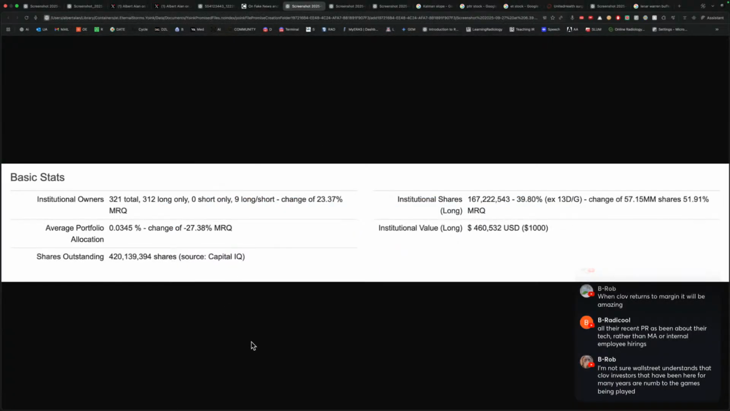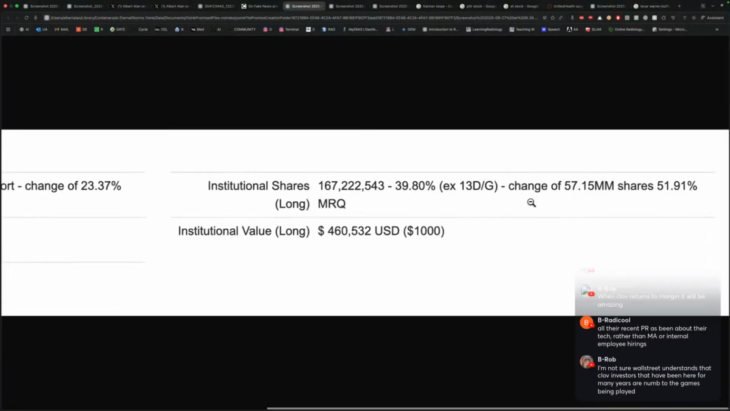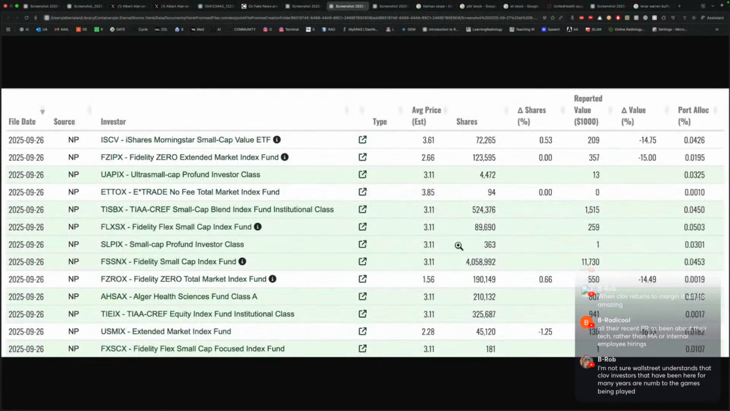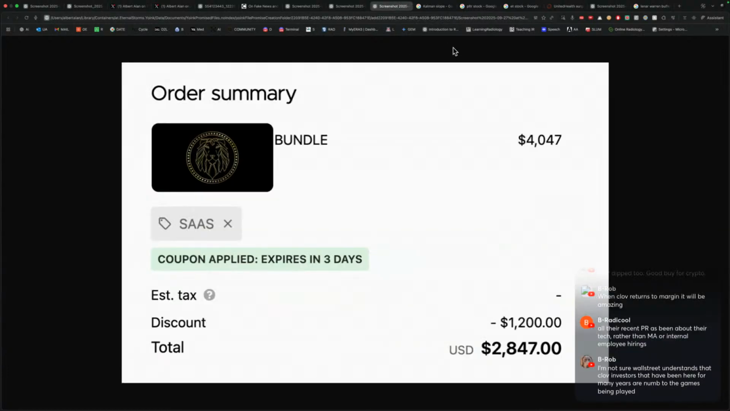So let's go back to institutional ownership. Well, look at this, guys. 39.8%. That's great. We're about to hit 40%. We have 321 total, 312 institutional long, 0 short, 9 long short, taking the hedge. And that's pretty damn good, guys. We got a new 4 million shares from Fidelity. They bought at $3.11. I know people don't get access to this, so you guys can see the numbers here. Not too bad. And by the way, these are not 13Fs. Just wait until the 13Fs come. Oh, baby. Shout out to Gun Show. This is great stuff.